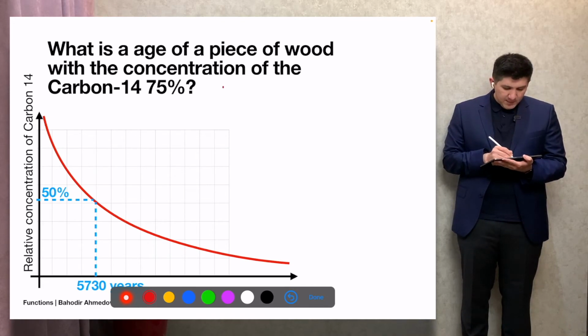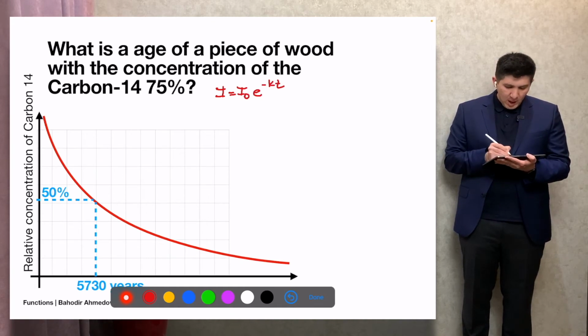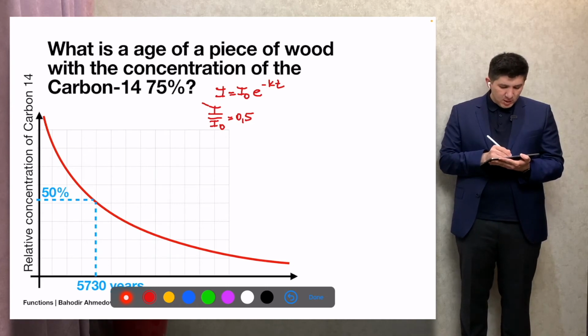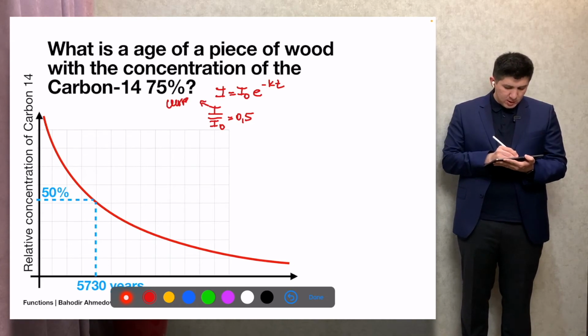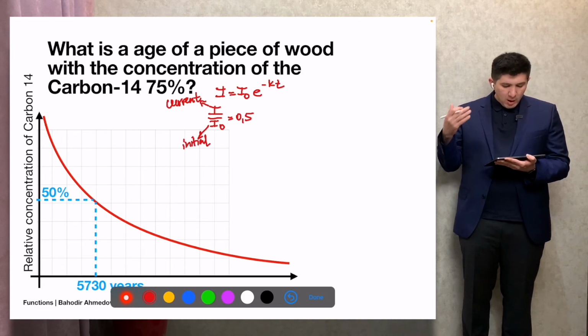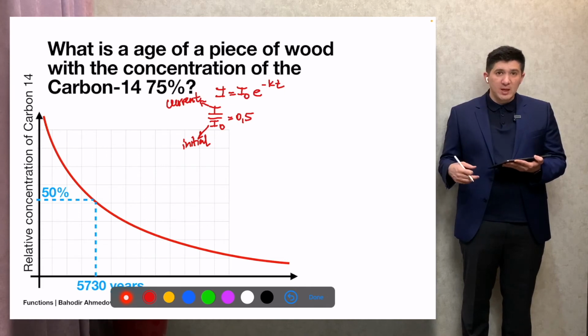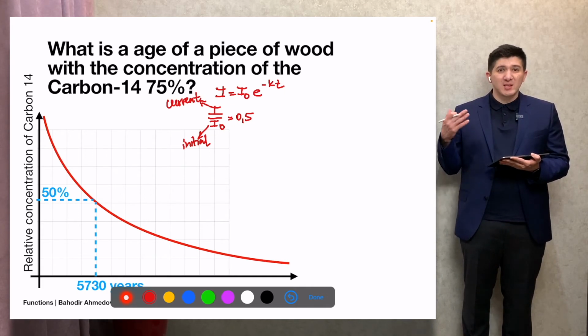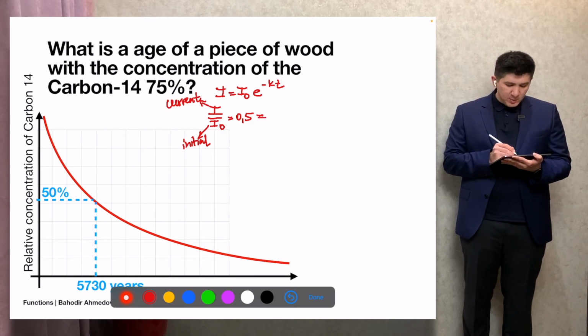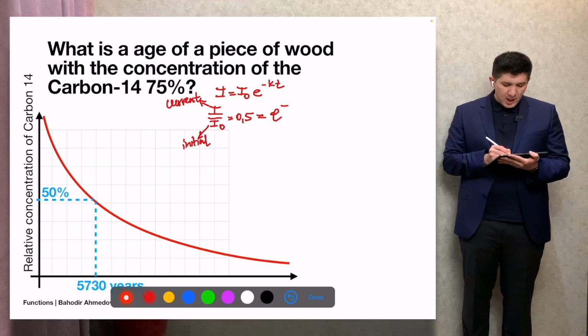So I is equal to I0 e to the power of minus kt. I know that I divided by I0 is equal to 0.5. It means that I is always going to be the current concentration, okay? I0 is the initial concentration. So the current over the initial is equal to 1 over 2, meaning the current concentration is twice lower than the initial concentration, right? 0.5. It is possible to get this value when the time is equal to 5,730 years.